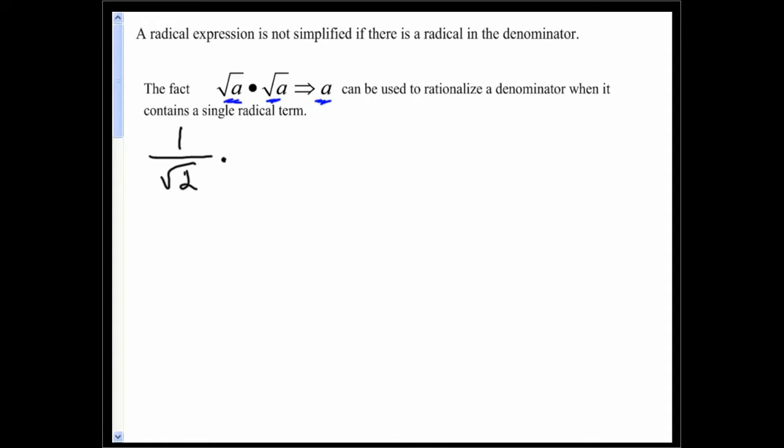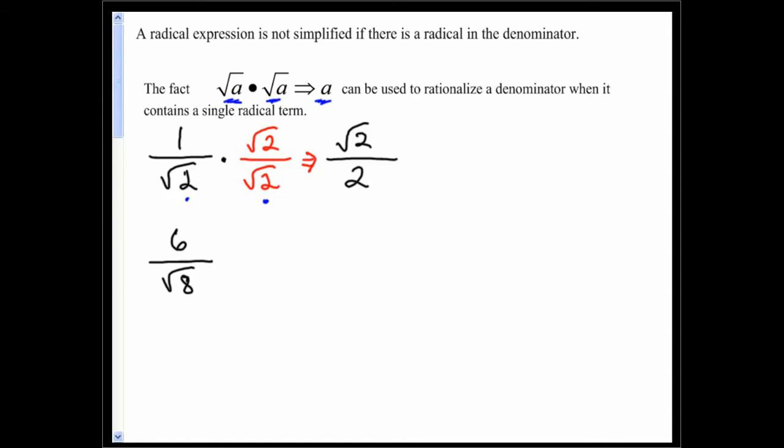Now to rationalize this, let's multiply by the square root of 2 over the square root of 2. This is another name for 1. So this will simplify to the square root of 2 over, now the square root of 2 times itself is 2. And we're done. Another expression, 6 over the square root of 8.